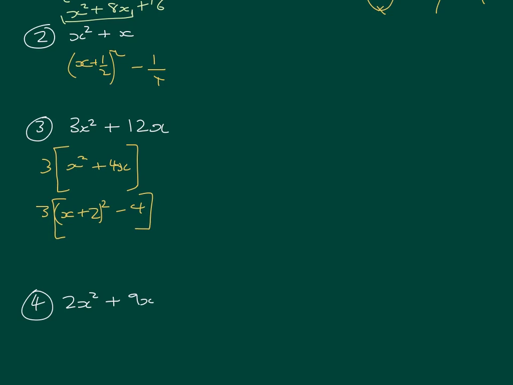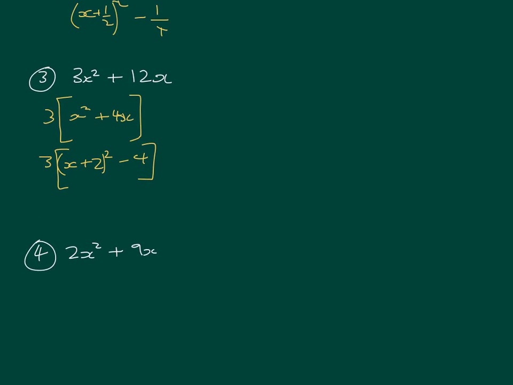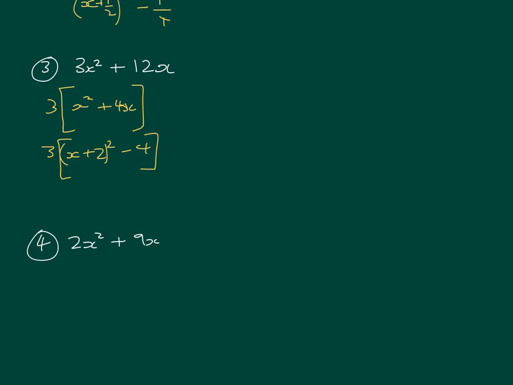And we're not finished yet. What we need to do now is to multiply out the square bracket. So we're going to multiply both terms by 3, so we're going to do 3 times this and 3 times that. So this first term is just going to be 3 times x plus 2 squared, and then 3 times minus 4 is minus 12. Now let's have a look at how this applies to the graph.